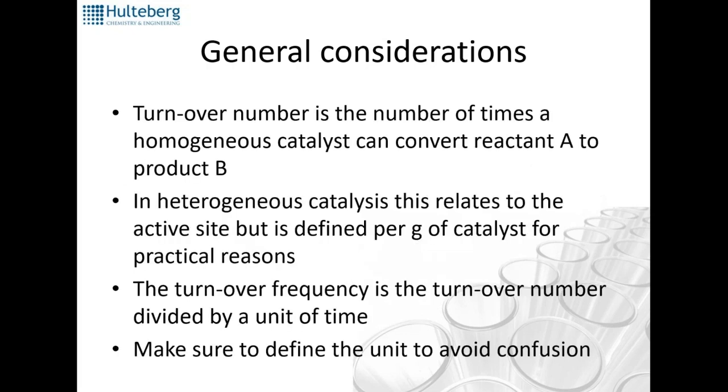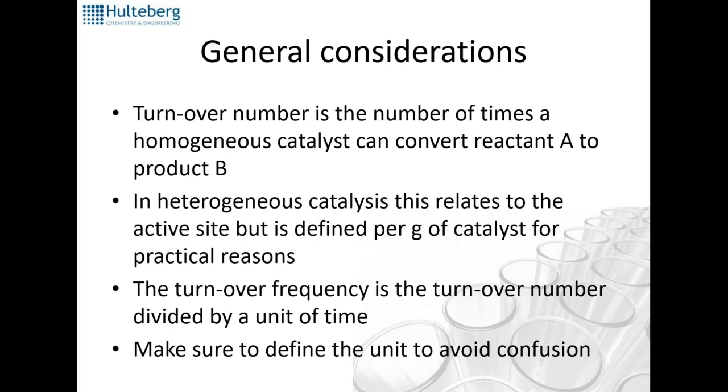We also talk about the turnover number. It's the number of times a homogeneous catalyst can convert reactant A to product B. In heterogeneous catalyst, it's also relevant, and it's the same, but it relates to the active site. And since active sites are quite difficult to define, we usually define it per gram or per square meter of catalyst surface area, or square meter of metal surface area in the catalyst, just for practical reasons, because it's so difficult to actually assess the number of active sites.